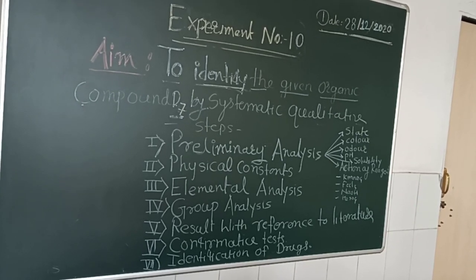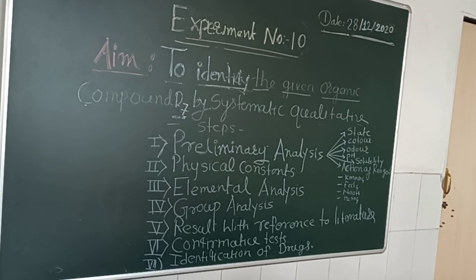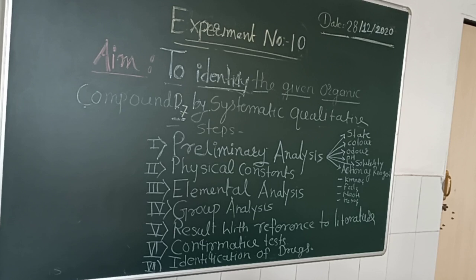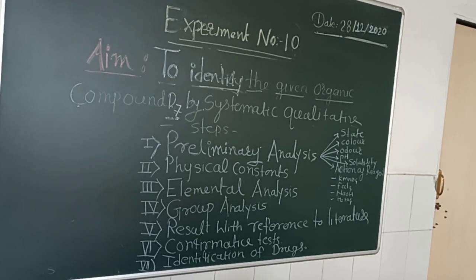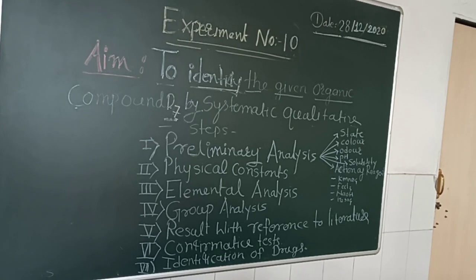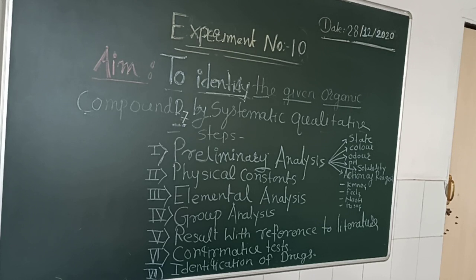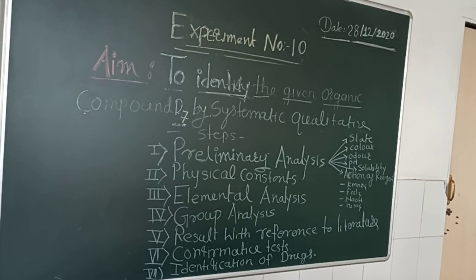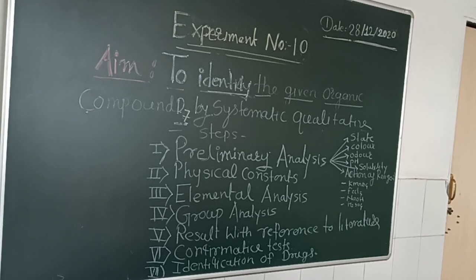So today's compound, that is D7, has a melting point of 160 degrees Celsius. It is saturated in nature, it is aromatic, and it consists of carbon, hydrogen, oxygen elements, and it is acidic in nature. The test for anhydride is positive, that is, it contains anhydride as a functional group.